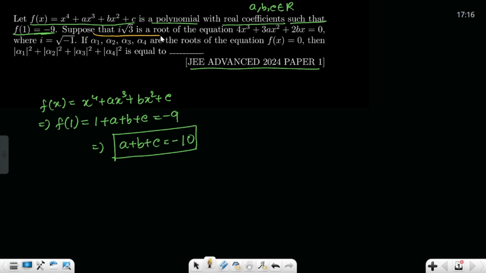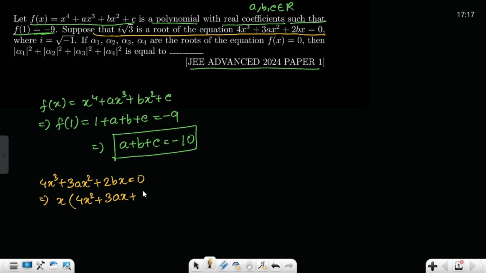Suppose that i√3 is a root of the equation 4x^3 + 3ax^2 + 2bx = 0. Let's write this equation: 4x^3 + 3ax^2 + 2bx = 0. If we take x common, in the bracket it will be 4x^2 + 3ax + 2b = 0. From this part we will get x = 0 as a solution, and i√3 is a root that can be got from this quadratic part.